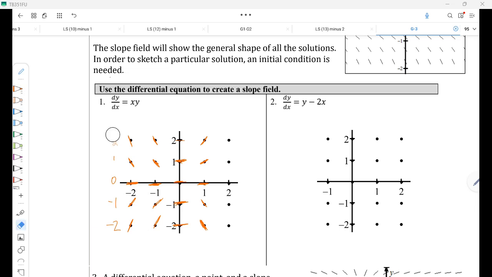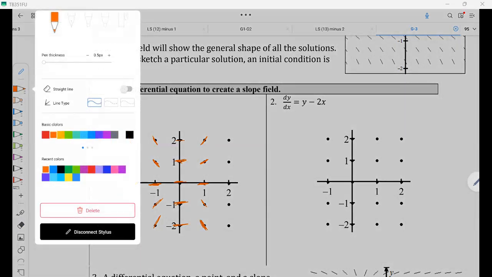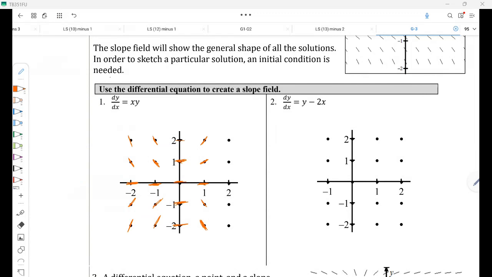And then the last set's going to mirror the first set. So without drawing the numbers, I'm going to have a -4, a -2, a 0, 2, and a 4. And there we go. We've got a slope field.